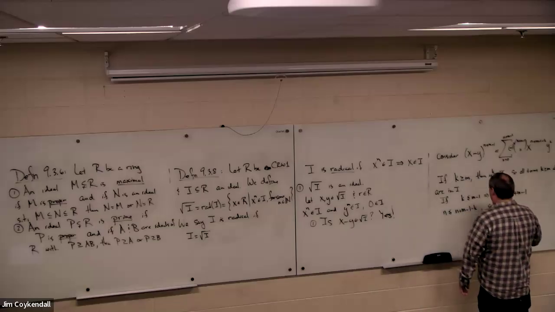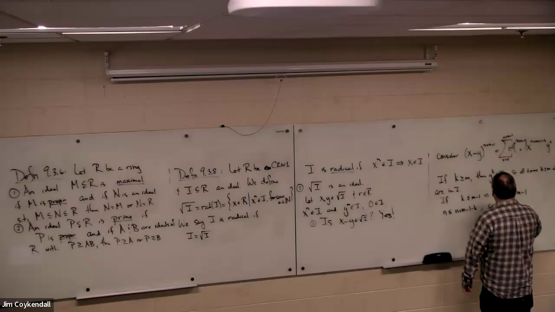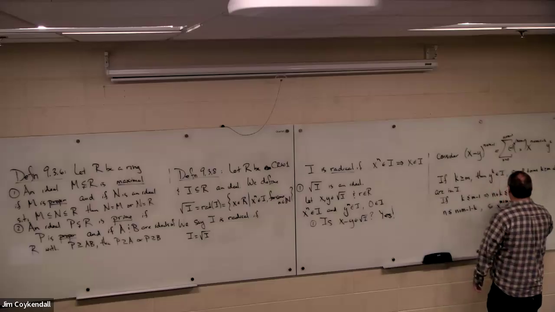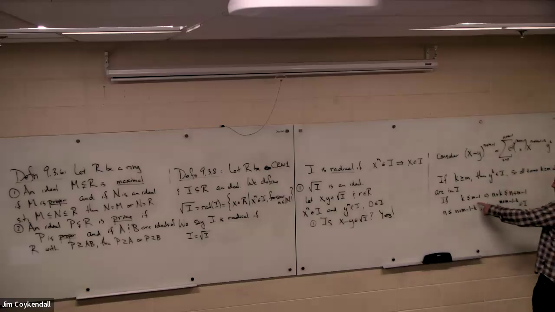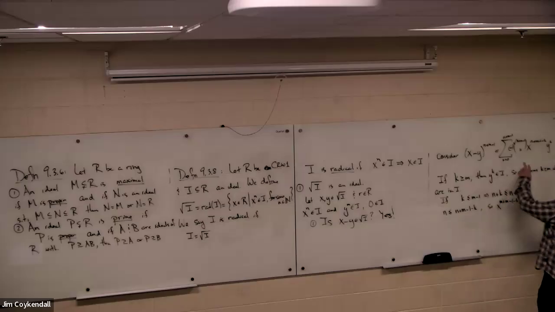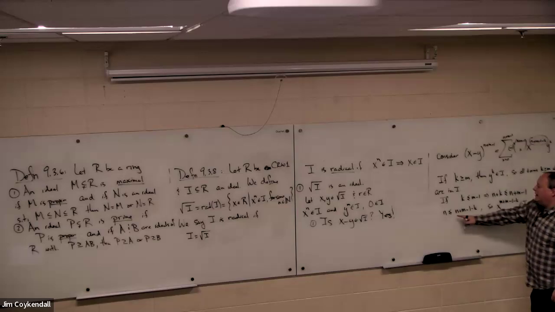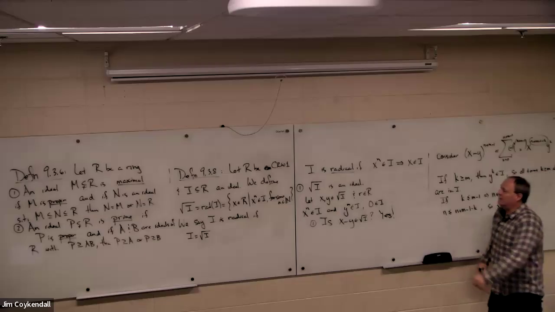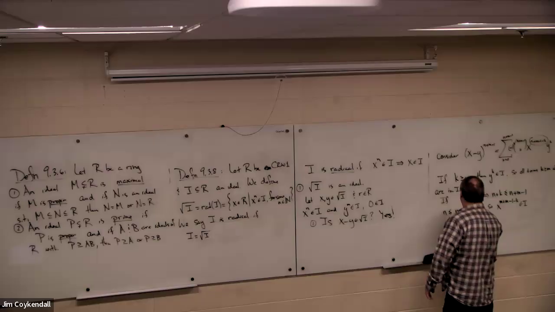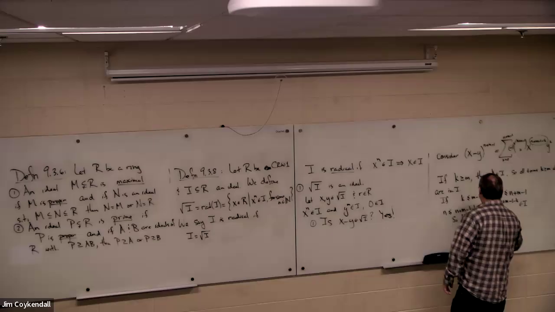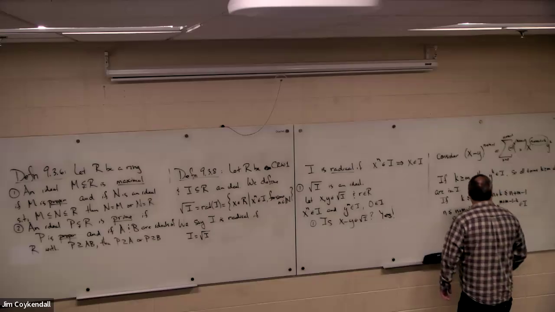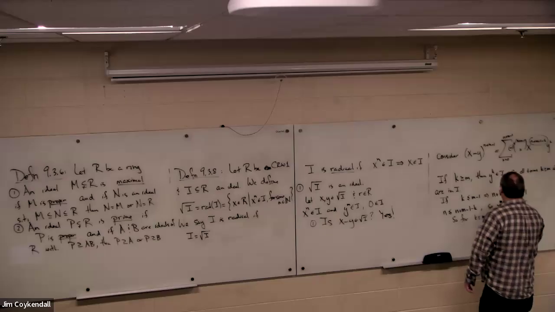So x to the n plus m minus 1 minus k is in I. Because now the power on x, for k less than or equal to m minus 1, this n plus m minus 1 minus k, exceeds n, which is what it takes to get into I. For k less than or equal to n minus 1, all terms are in I.